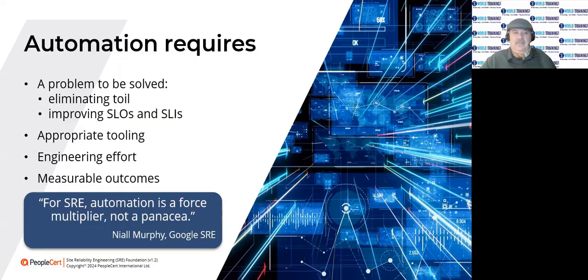Having measurable outcomes. This is something that I often find organizations forget to do, which is to put in place some measures of the automation itself to show and validate that it's working. So again, automation helps with multiplying your capabilities, but be careful. It can be not a panacea if you don't do it well.